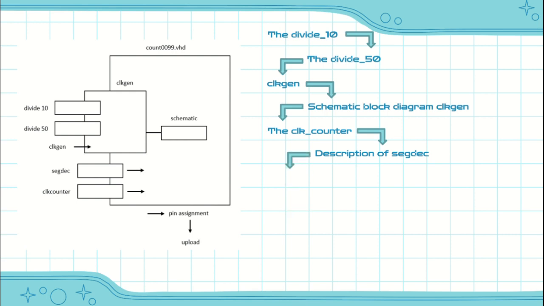And finally, to program the count 0099, all of the programs, which are the divide 10, divide 15, clock gen, SecDec, and the clock counter, are compiled together before being programmed to the count 0099 by using the description that is given in the lab sheet. Okay, and finally the output of the 7-segment is observed and will be shown in the result later.